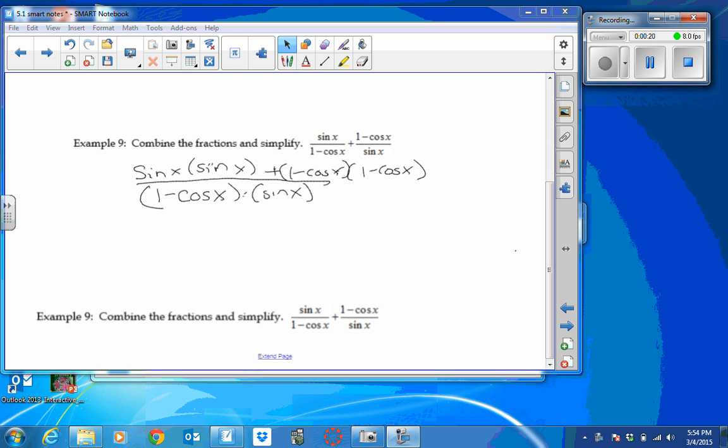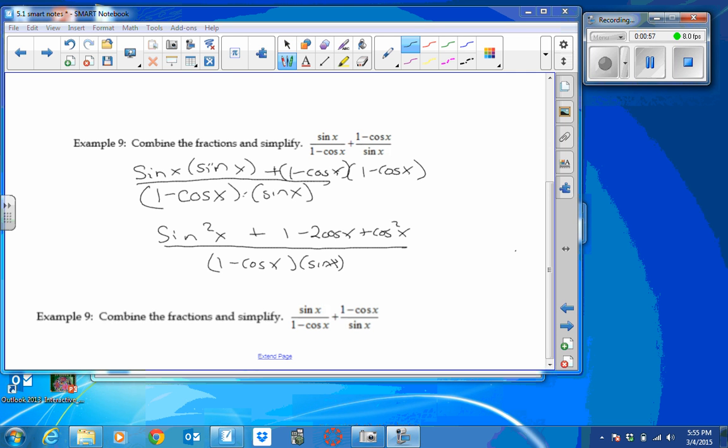On example 9, we're adding the fractions sine x over 1 minus cosine x plus 1 minus cosine x over sine x. The first thing we need to do is find a common denominator, and I have that here, 1 minus cosine x times sine x, and then the numerators that match. This fraction had to be multiplied by sine x over sine x, so here's my sine x times sine x. This fraction had to be multiplied by 1 minus cosine x over 1 minus cosine x, and here's my 1 minus cosine times my 1 minus cosine in the numerator.